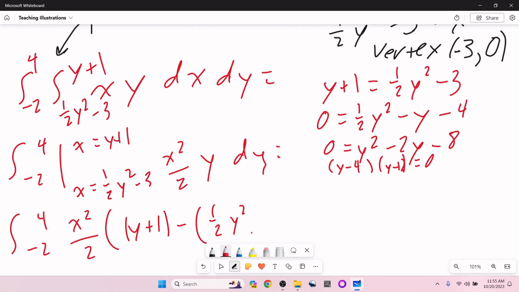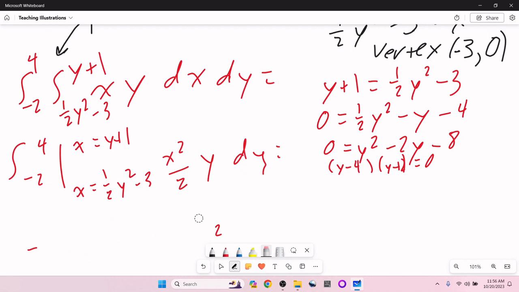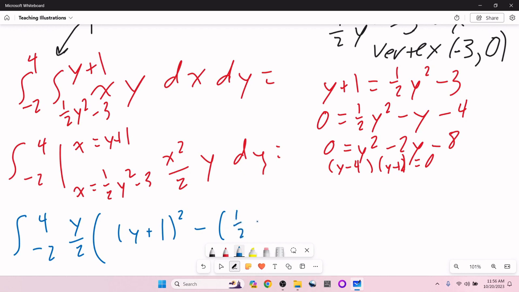Wait. Oh, a little screw up. This happens. x is the thing we're plugging in for. So it's the integral from negative 2 to 4 of y over 2, y plus 1 squared minus 1/2 y squared minus 3 squared, dy. And so this one is very long.